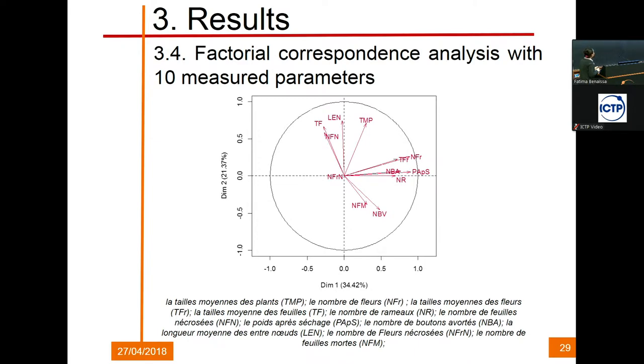Regarding the factorial correspondence analysis, we have two groups of parameters. The group of parameters of damage, which is the number of necrosis leaves, and the second group, which is the general growth of plants, which are the internode and the flower diameter and others.